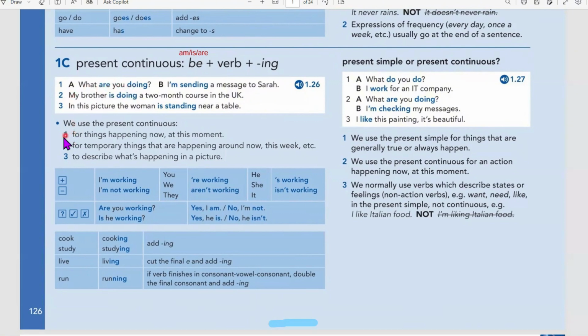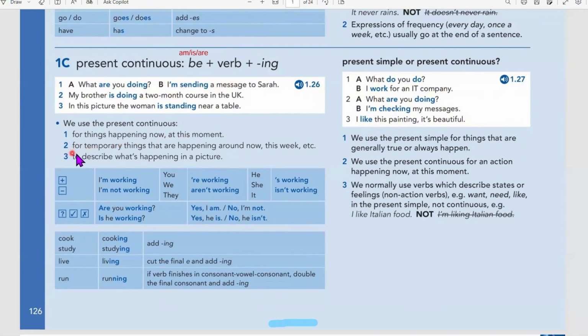So the first point, how to use present continuous. We use present continuous for things happening now, at this moment. We're talking about a process that is continuing or that is happening at the time of speaking. So what are you doing? I'm sending a message to Sarah.